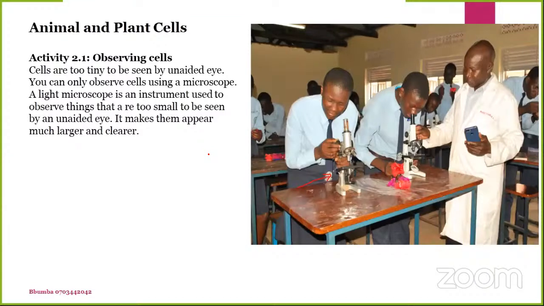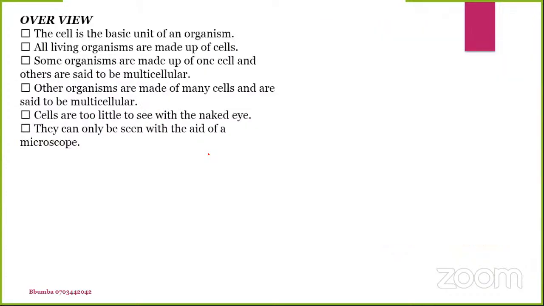Okay. So the overview is that the cell is the basic unit of life or of an organism, as we say that all living organisms are made up of cells. Some organisms are made up of just one cell, and those are called unicellular, whereas others are made up of many cells, and those ones are called multicellular.